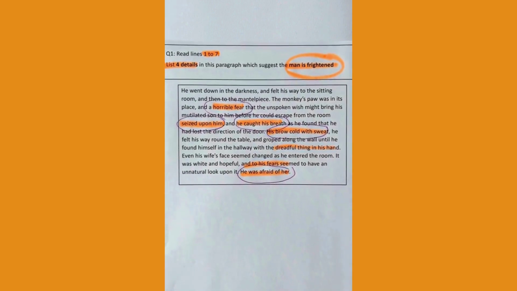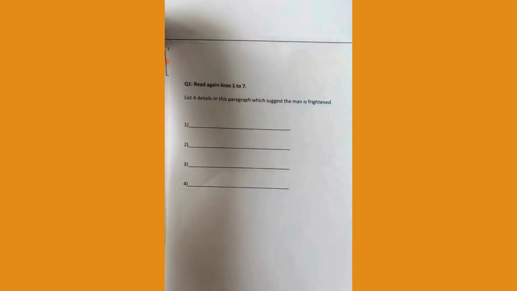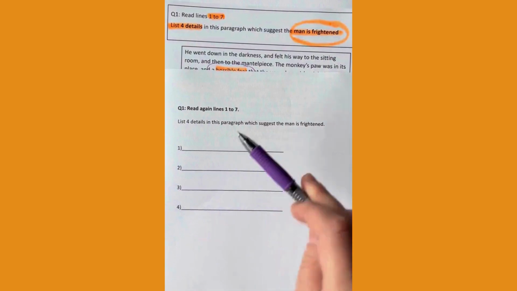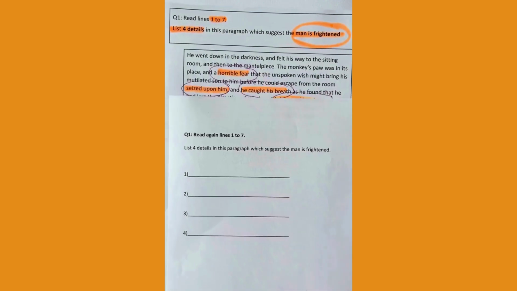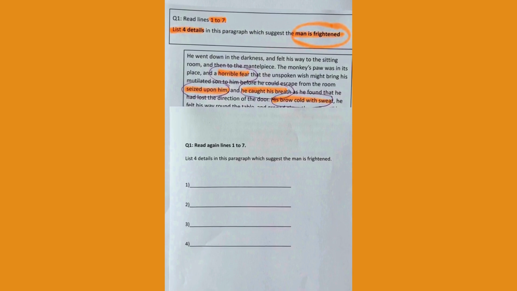You would just need to pick out 4 of those things in order to answer the question. The question is laid out like this in the paper. So what you would need to do is take what you found and write a sentence showing your answer.